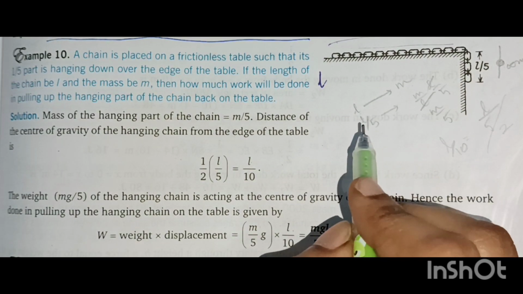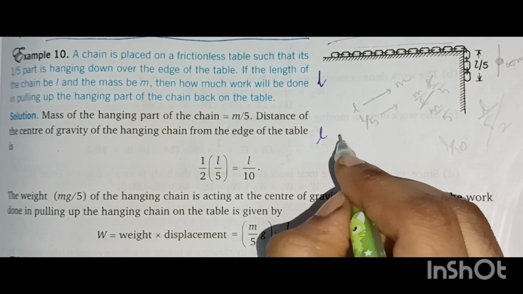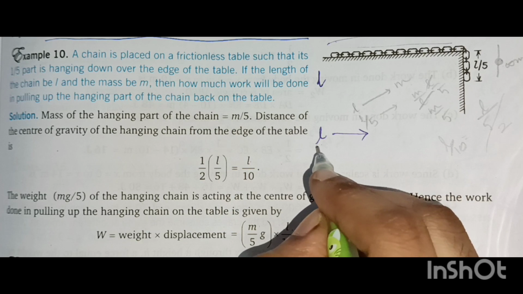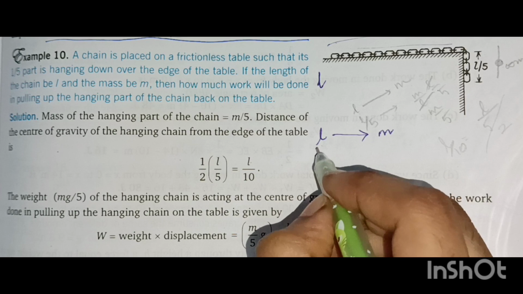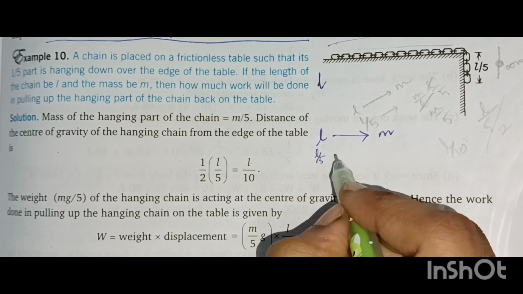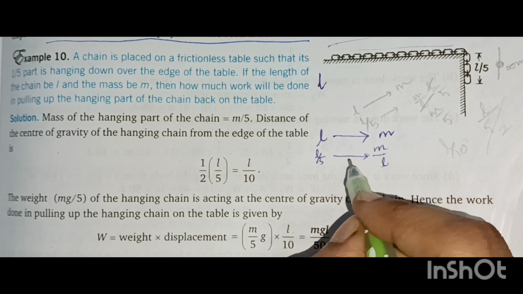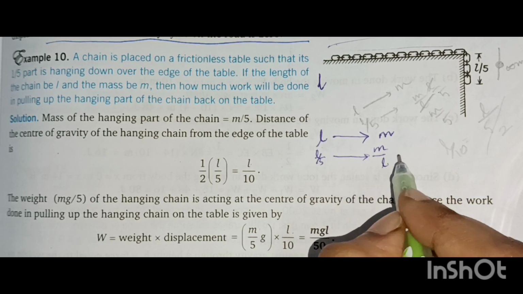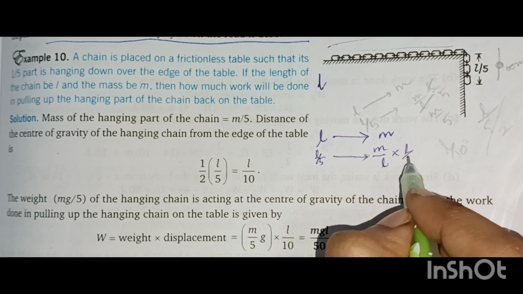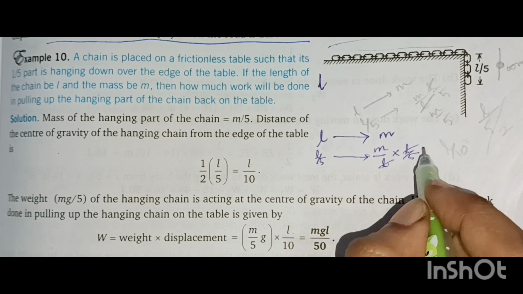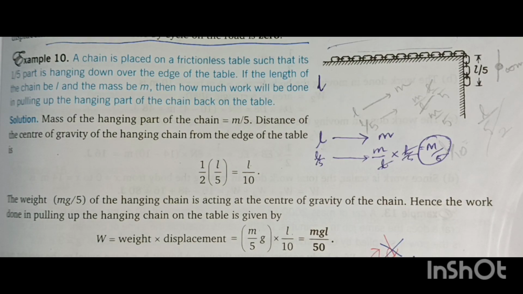Now please listen to this carefully. The total length of the chain is L, and the mass of the total chain, for total length L, is M. Then what is the mass of L by 5? For length L, the mass was M. So what will be the mass of the length L by 5? It is M into L by 5 divided by L, so the answer is M by 5. This is the mass of the chain which is hanging.